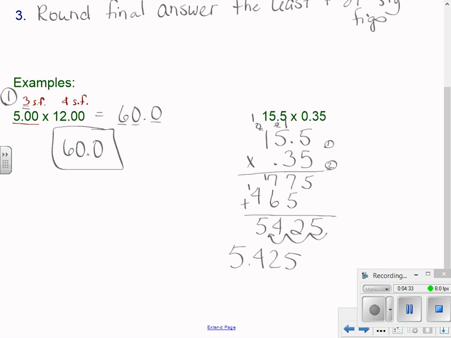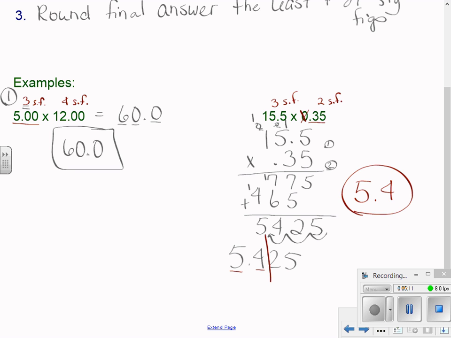I forgot something. I forgot to count my Sig Figs. So if I count my Sig Figs in my first number, 15.5, I get 3. No zeros, I just count everything. My second number, I've got a leading 0, ignore it. So I only have a 3 and a 5. So that's 2 Sig Figs. Okay, we just learned you're going to round to the fewest number of Sig Figs. So the fewest is 2. So go back to my answer. I have 5.4. I'm going to cut off after the 4. The 2 does not round the 4 up, so my final answer is 5.4.